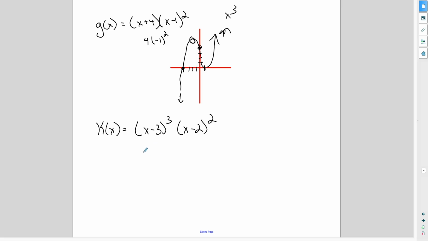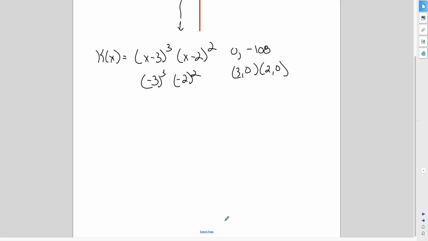Okay, on this one, we do -3 cubed, -2 squared to get us our y-intercept, which is negative. Let's see here. -27 times 4 will be -108. We have a y-intercept of -108. I'm sorry, x-intercepts of 3 and 2.